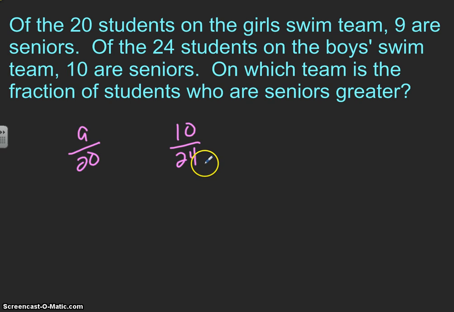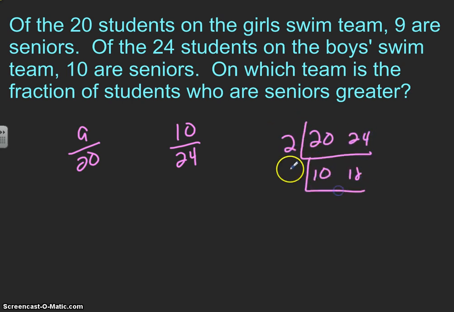Okay, and to see which one's greater, we need a common denominator. To get a common denominator, if you remember, we've got 20 and we've got 24. Upside down division. 2, that's 10 and that's 12. 2, that's going to be 5 and 6. I'm done. Multiply the L. I've got 10 times 12, that's 120.